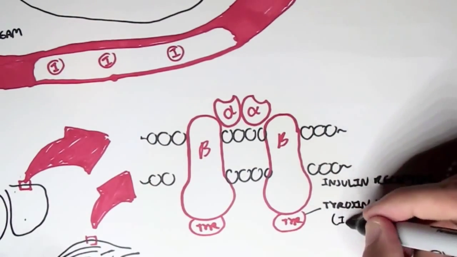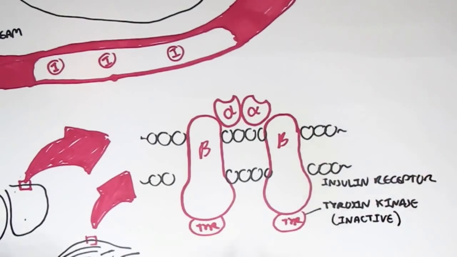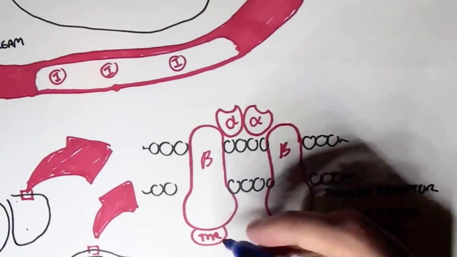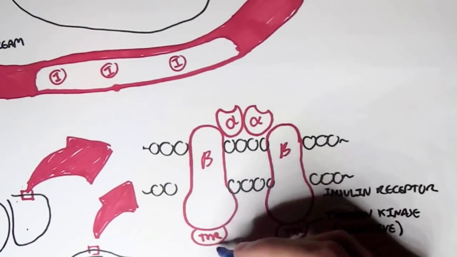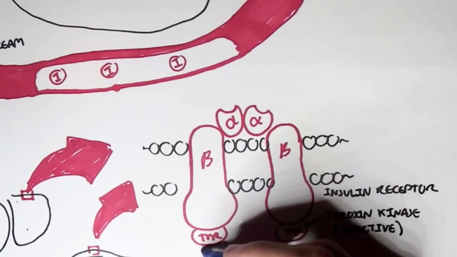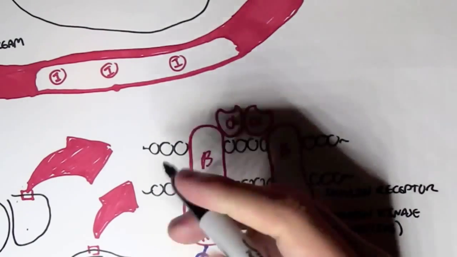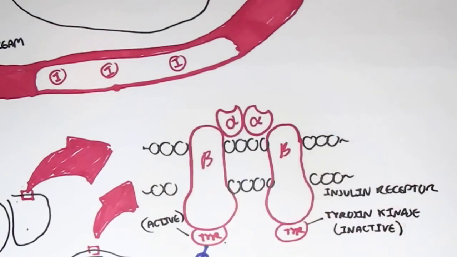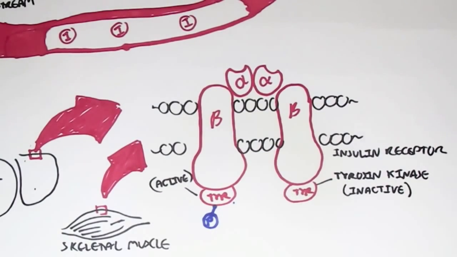Tyrosine kinase is an enzyme, and it's inactive when it's not phosphorylated, when it doesn't have a phosphate group. But usually tyrosine kinase has autophosphorylation, which means that it always has a phosphate group. So tyrosine kinase, when it has a phosphate group coming off it, is active.